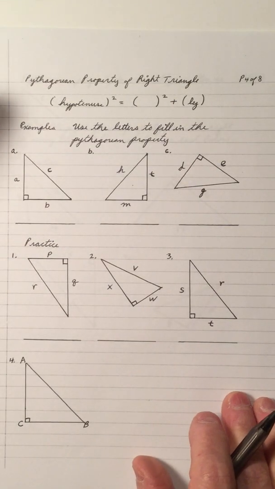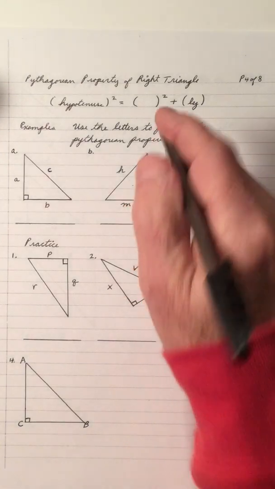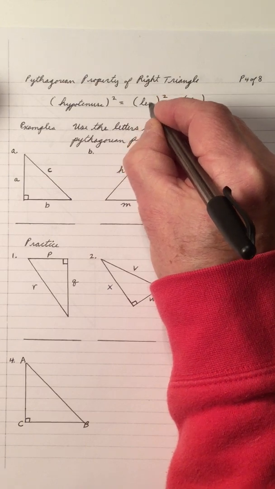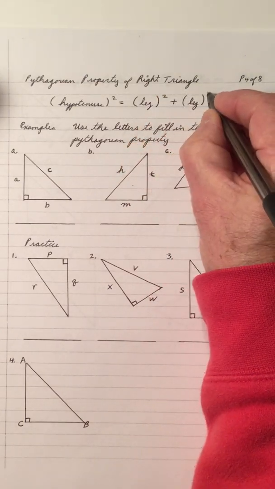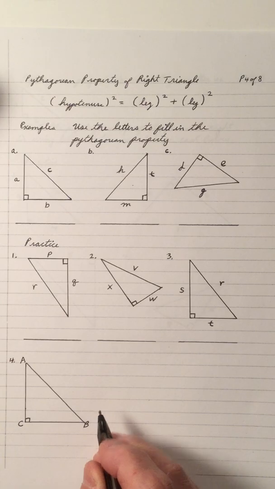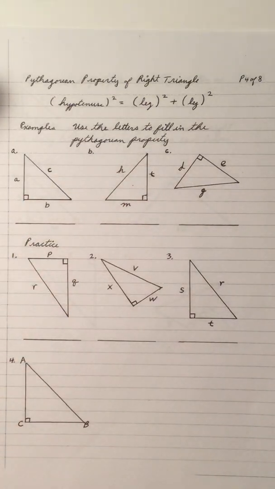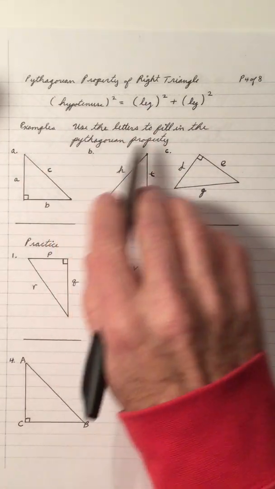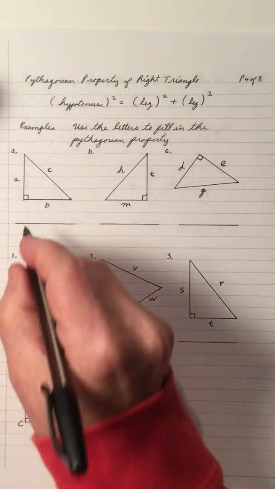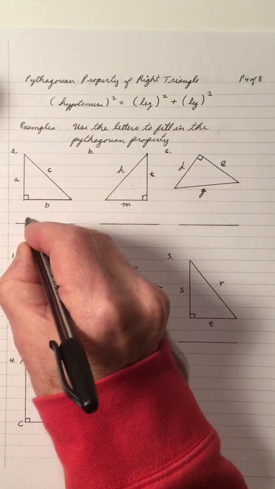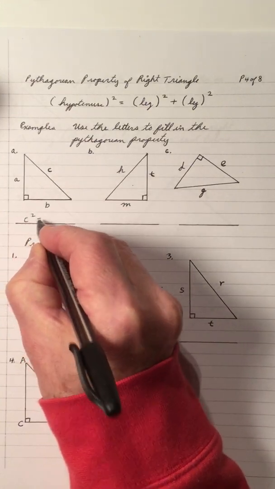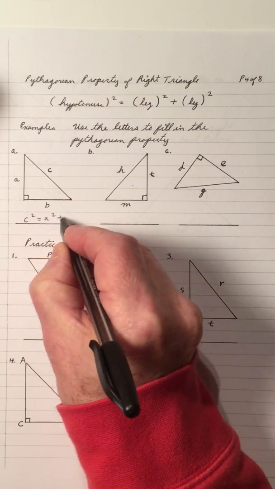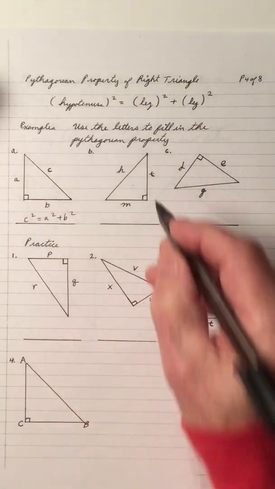The Pythagorean property used to find the sides reads: the hypotenuse squared equals the leg squared plus the leg squared. Let's use that Pythagorean property to fill in for the triangles down below. Use the letters to fill in the Pythagorean property. So the hypotenuse is opposite the right angle. C squared equals the two legs, A squared and B squared.